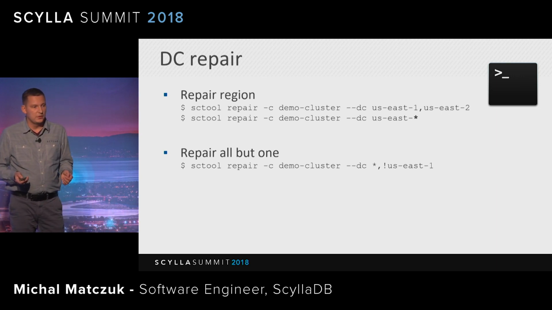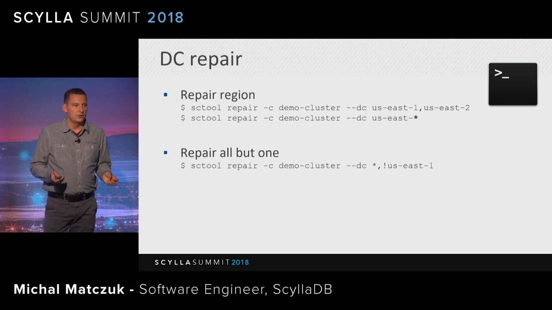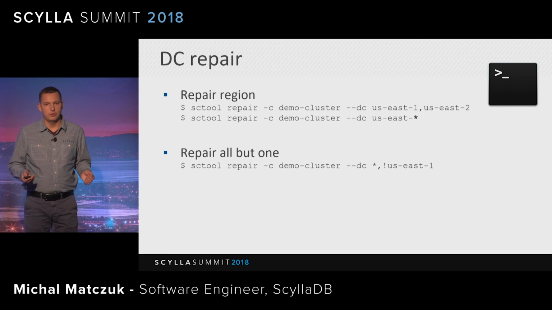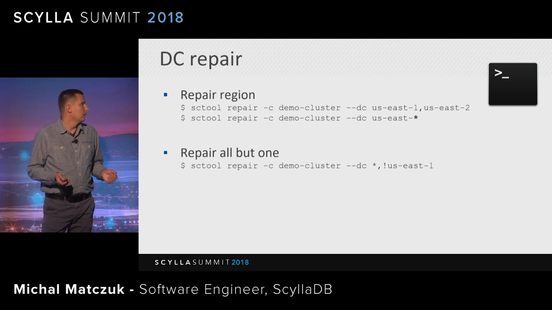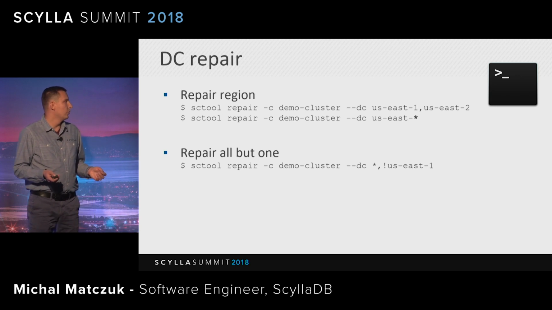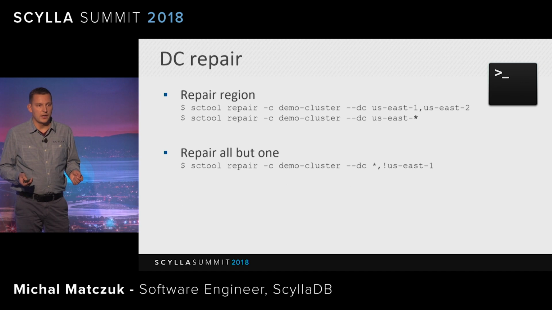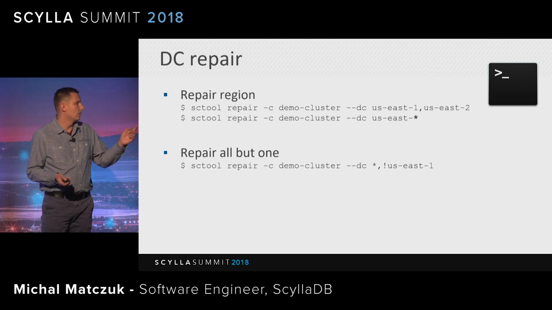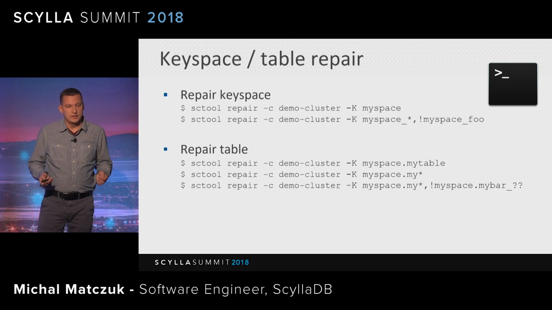We support multi-DC repairs, and you may specify data centers that you want to repair using glob patterns. Those are like regular expressions, but much simpler. And DC flag accepts a list of those patterns. This is compatible with plain enumeration, as you can see in the first example, but also supports exclusion with exclamation mark prefix. Similar with keyspace and table.